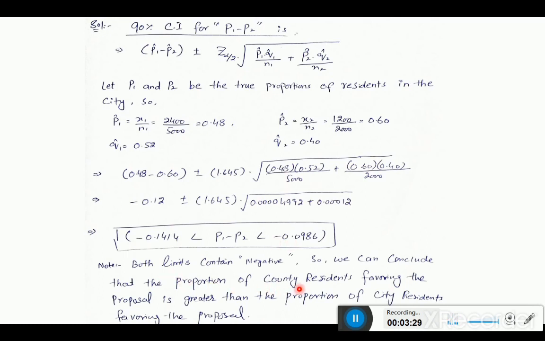the proportion of county residents, meaning city 2, favoring that proposal of construction is greater than the proportion of city residents favoring the proposal. Which city, city 1 or city 2? City 2, the county residents, check. City 2 favors the proposal more as compared to city 1. Hope it is clear.